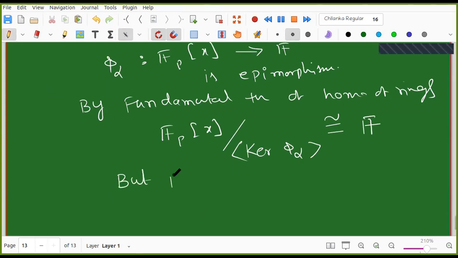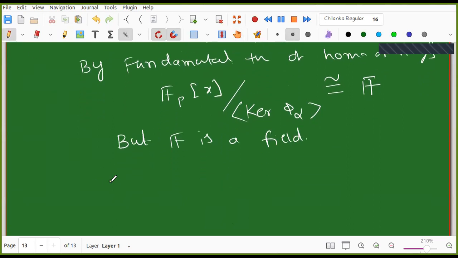But now you know that F is a field, right? If F is a field, then what do you know about this kernel of phi alpha? So the kernel of phi alpha is a maximal ideal.